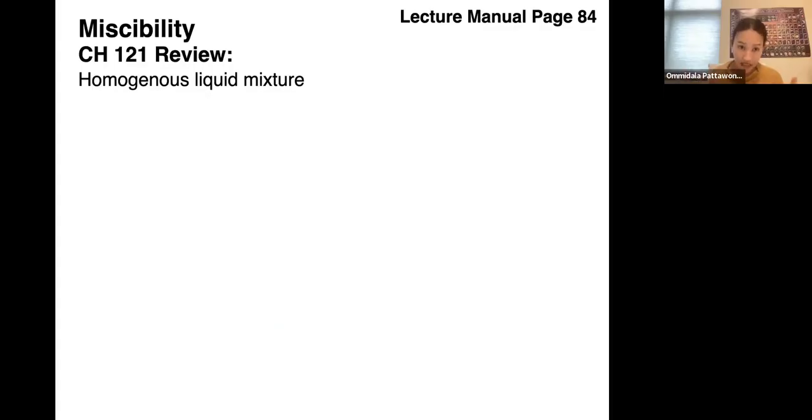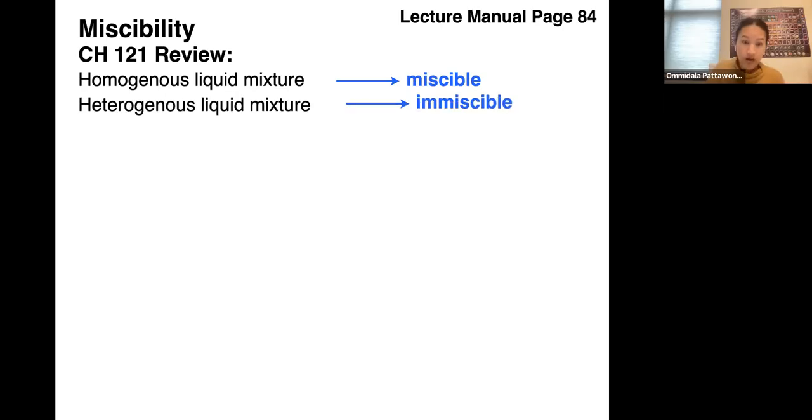Looking at liquid mixtures in terms of miscibility, whether the substances are able to mix homogeneously or not depends on the polarity of the molecules. We learned this in Chem 121. When we see a homogeneous liquid mixture, we can say that the two liquids are miscible in each other. However, if you add two liquids and they separate into layers, for example water and oil, that's what we call immiscible because they form a heterogeneous mixture. They do not form uniformly.